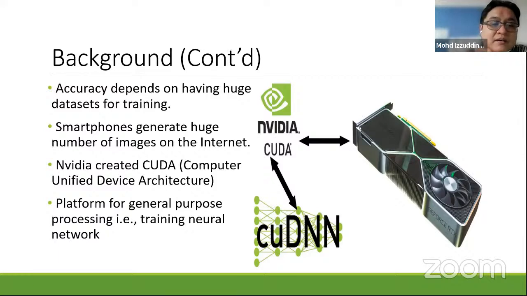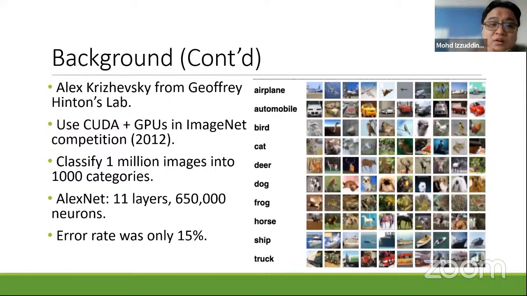Then NVIDIA created a very generic platform. Before this, the GPU was used to manipulate 3D images. But now they have introduced CUDA, Compute Unified Device Architecture. It can be used for more general purposes, and of course, for training neural networks. So a lot of people are now using GPUs to train on their data because there is a lot of data involved.